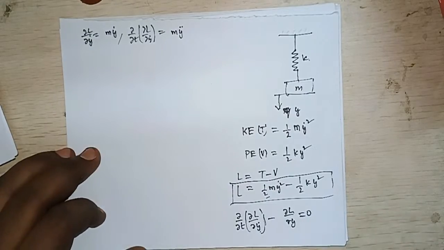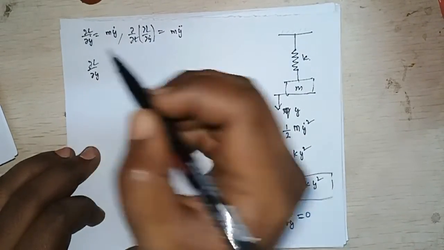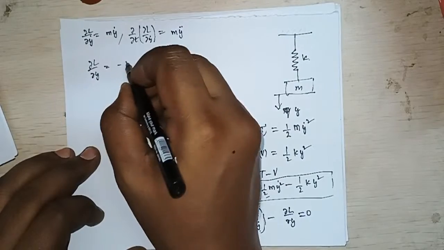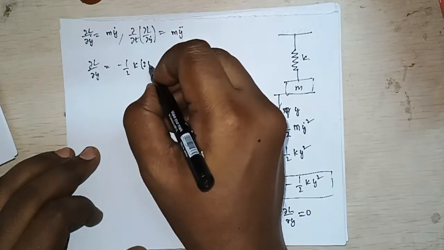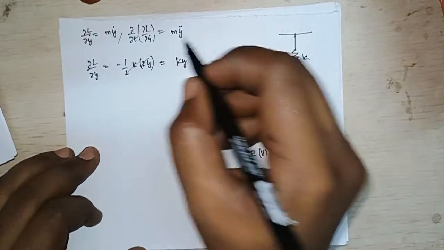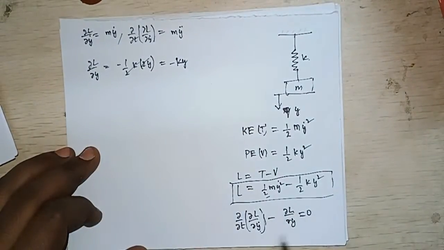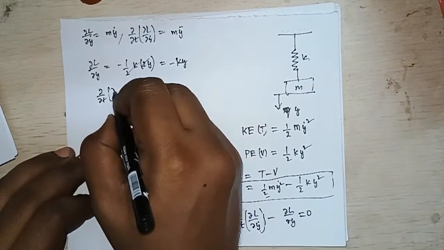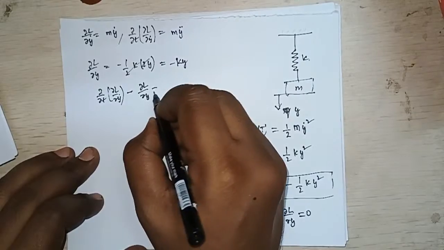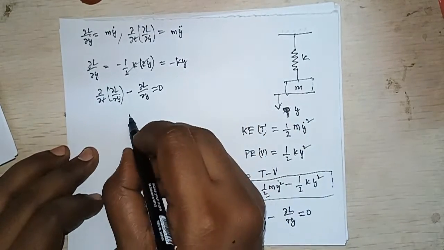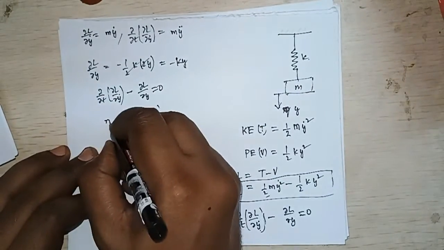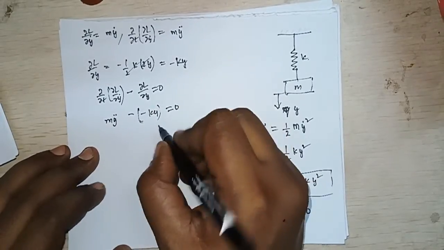Next, what will be dou L by dou y? This is the Lagrangian function. If you differentiate it, what will happen? Minus half into k into 2 into y, that is minus ky, because the 2 and 2 get cancelled. Now substitute in the Lagrangian equation d/dt of dou L by dou y dot minus dou L by dou y is equal to 0. Substitute minus of minus ky, and substitute m y double dot.